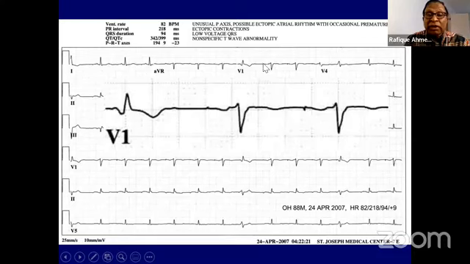So you can see where my pointer is. There is a pacing spike. There is a tiny one here and a tiny one here. So it has to be consistent. Otherwise, it can sometimes be artifact.